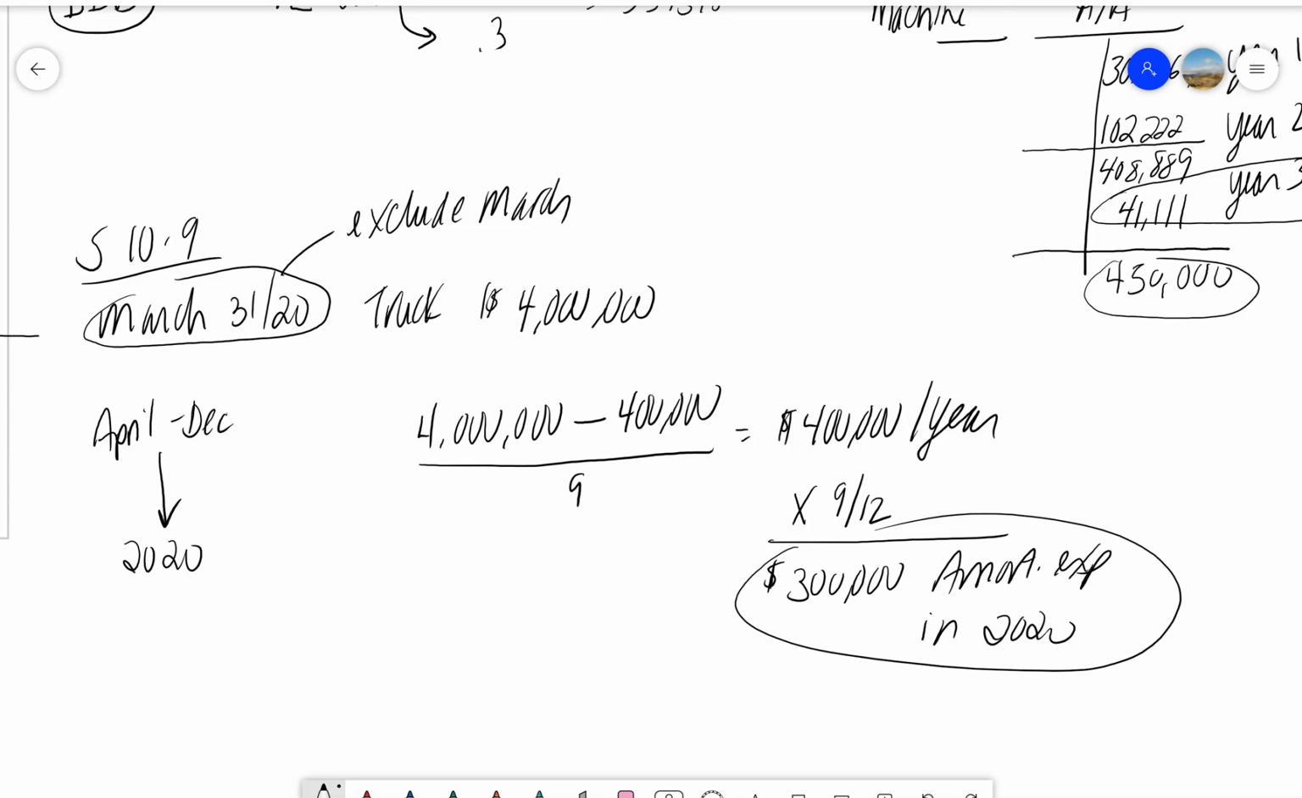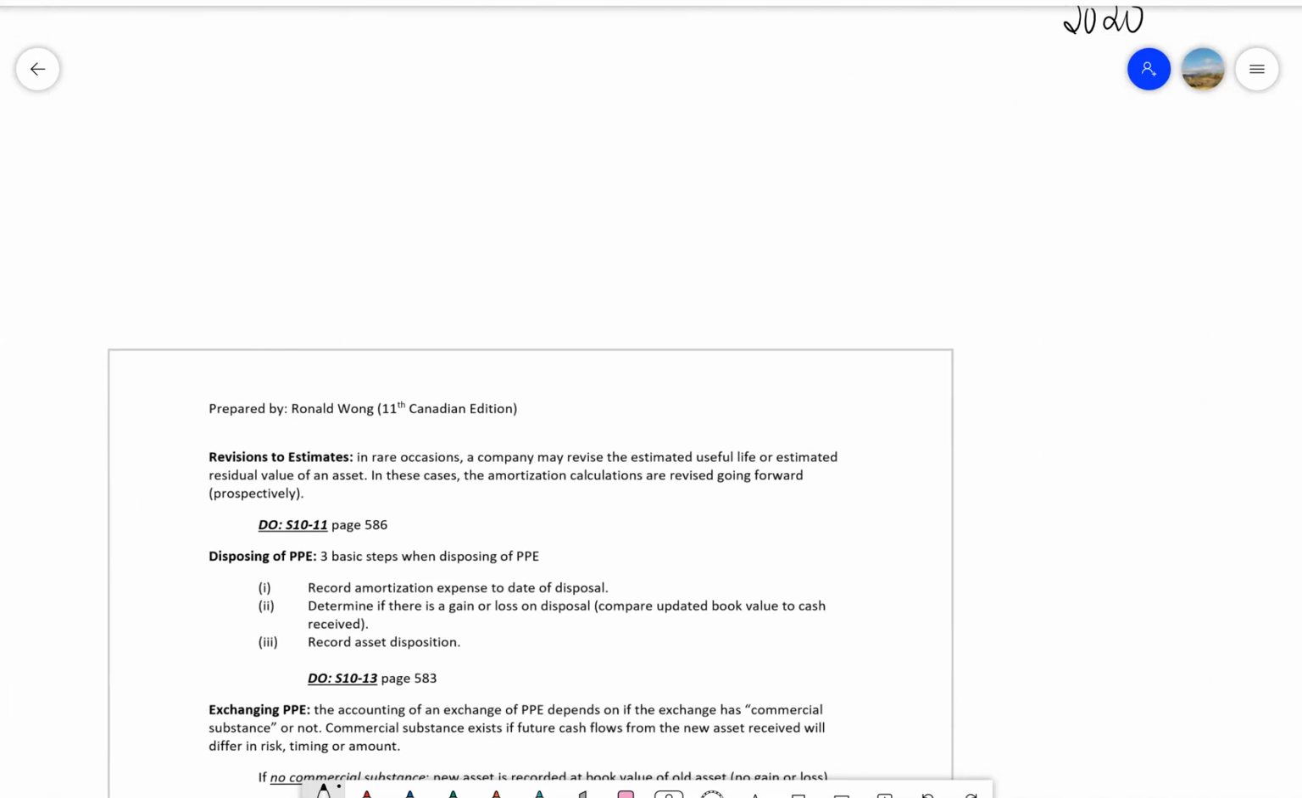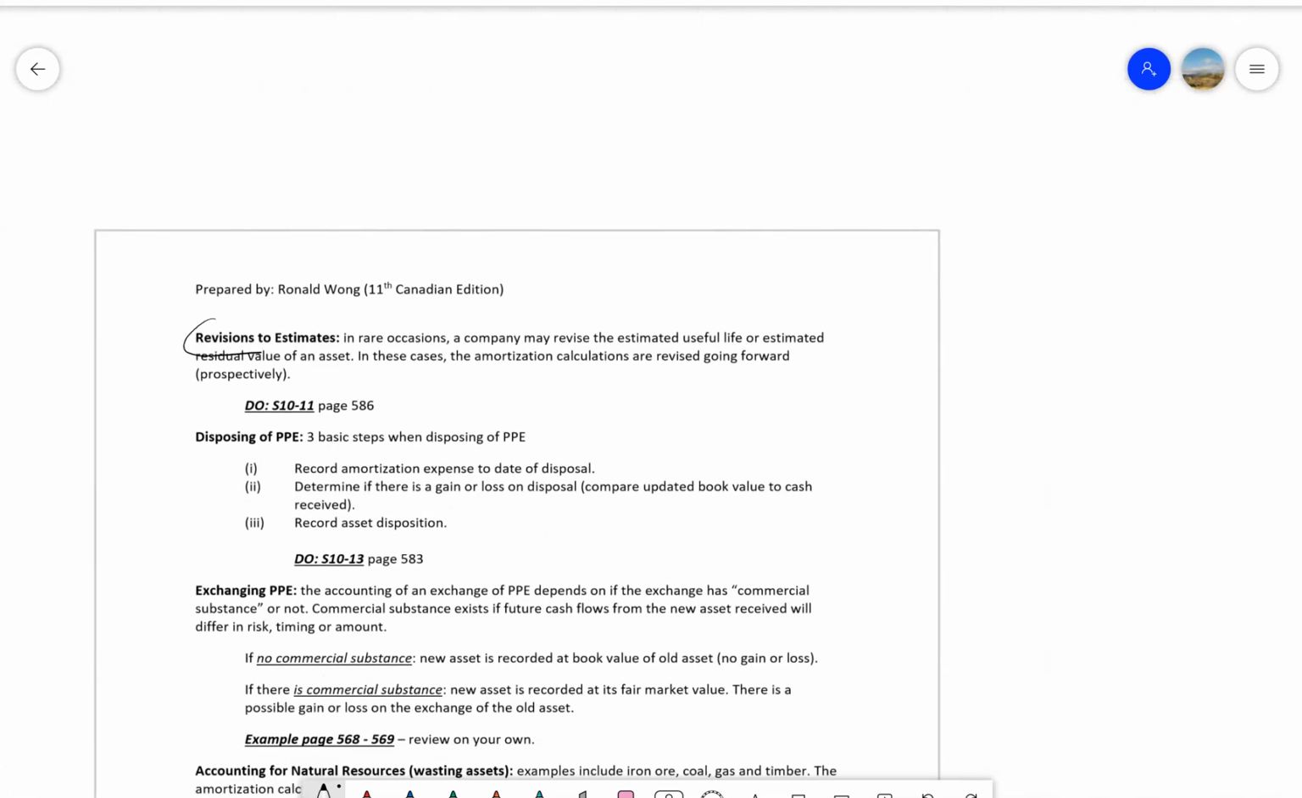Now moving on to page 2 of your handout, the first topic is revisions of estimates. Now remember, there's a couple of things that we estimate. We estimate the useful life, and we also estimate the residual value. Well, what if you bought an asset, you put it into use for a few years, and then you realize later on that maybe that useful life estimate that we made when we bought the asset is no longer accurate. Now, if that is the case, then you don't change anything that you've already recorded. You only make the changes going forward. You only make the changes prospectively going forward.